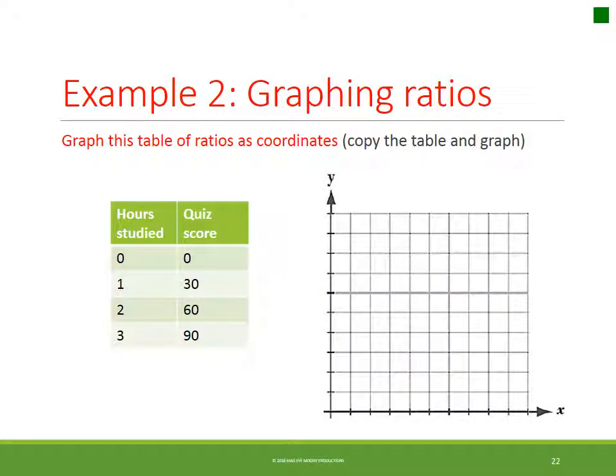Let's do another example. Here we're given another table of ratios and we are instructed to graph them as coordinates. So let's make sure you copy the table and the graph into your notes. The graph that you're copying doesn't have to be perfect. You could always use some graph paper if you want to cut out a little sheet of graph paper and tape it in there. That'd be fine too, but it doesn't have to be perfect. It's not art class.